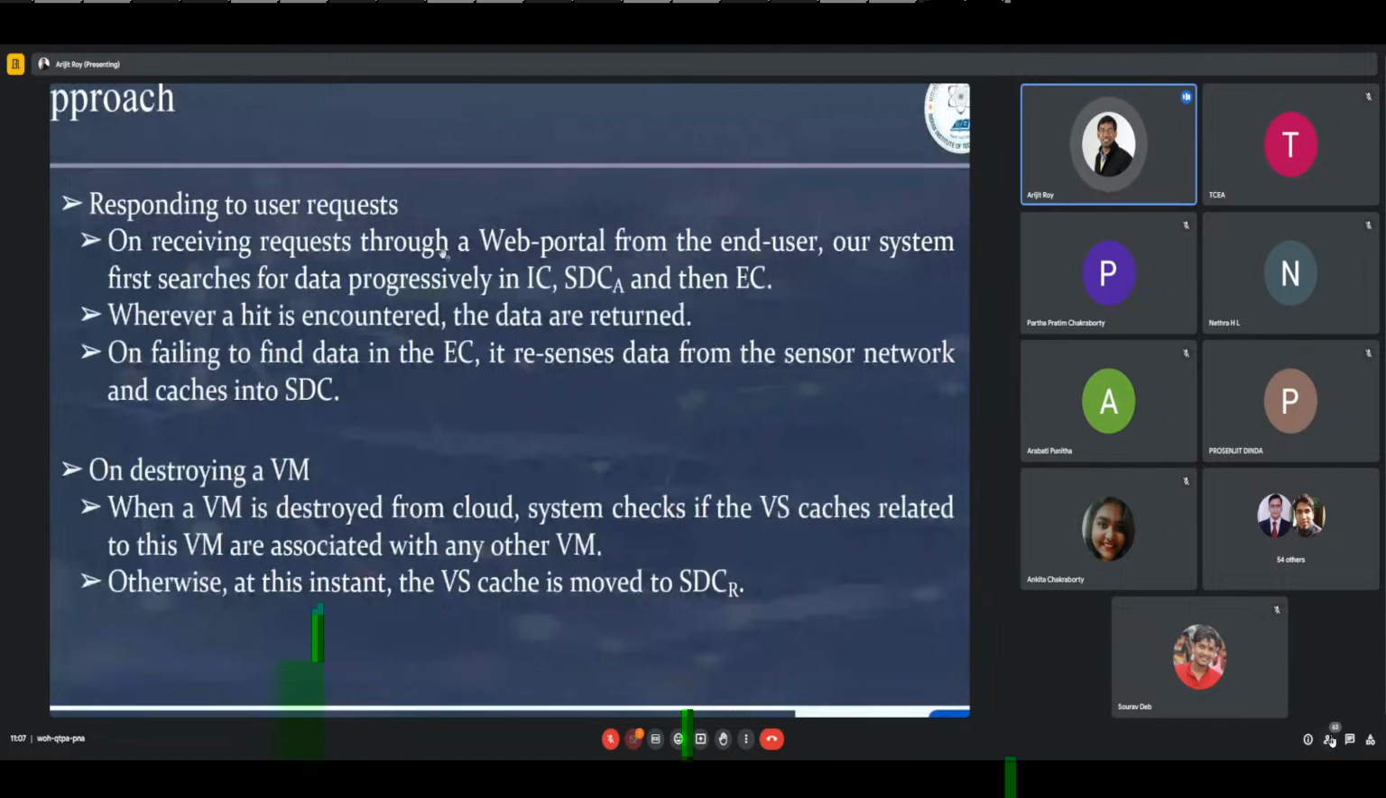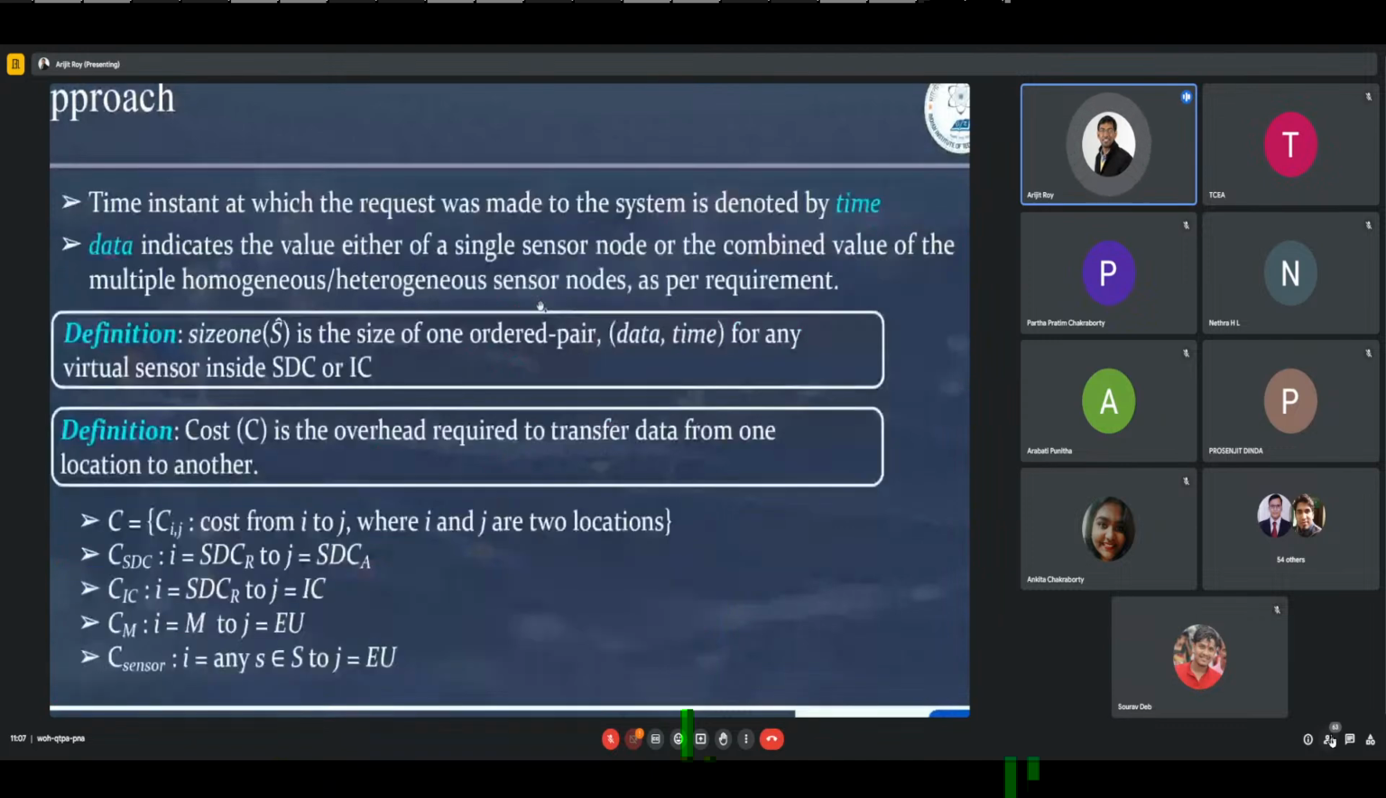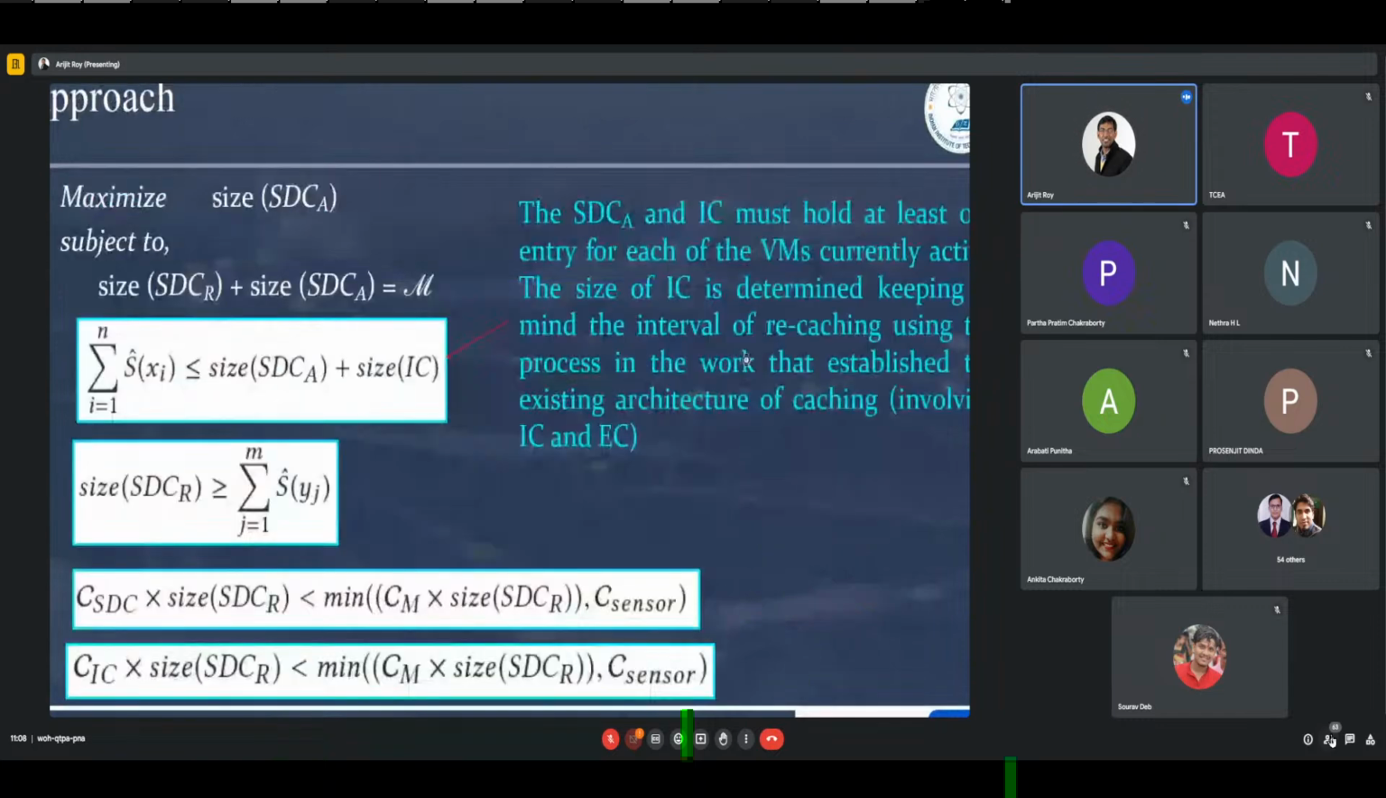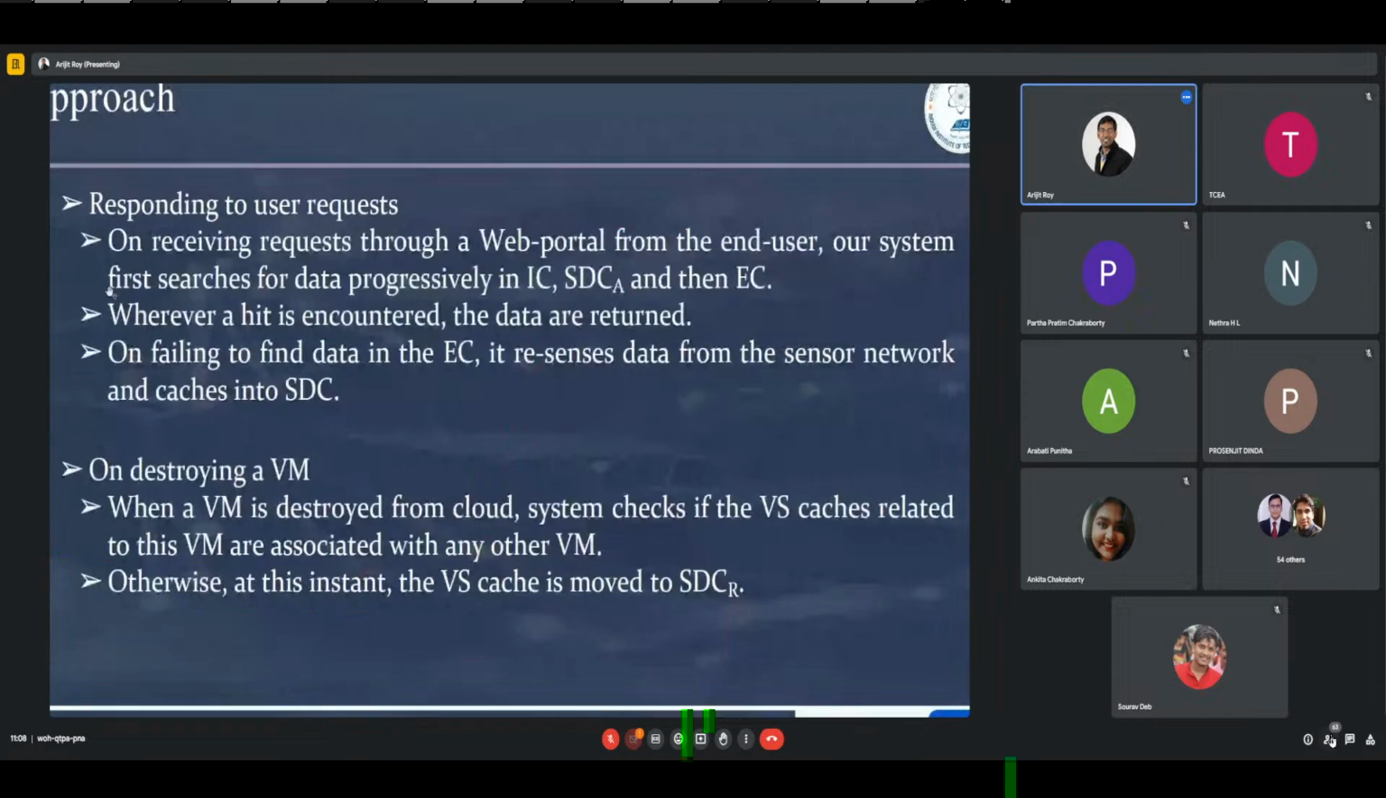On receiving the request through a web portal from the end user, our system first searches for the data progressively in IC, that is internal cache. You go to the figure again, IC is here. Then EC is outside, near to the resources, and HDC is again here inside. So it first searches progressively IC, HDCA, and EC. First is IC, then HDCA, then EC, that is external cache.